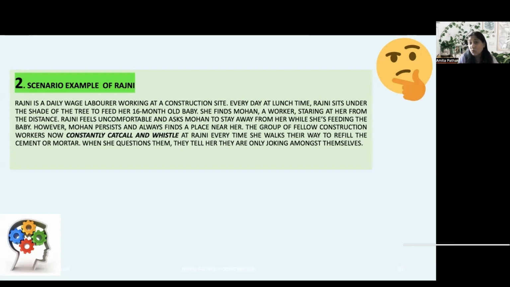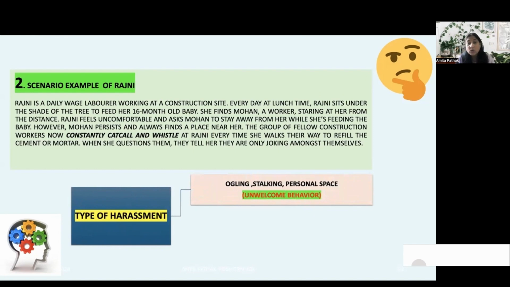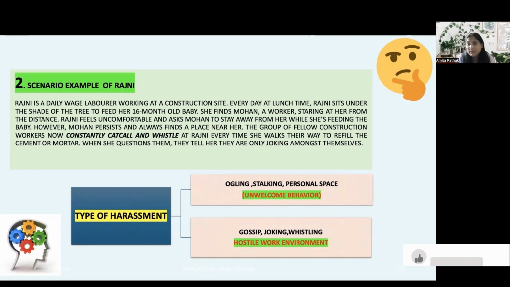So here, Mohan is a worker. He is staring from a distance. Rajni is getting uncomfortable. And the fellow group are gossiping constantly, whistling. So these are types of harassment. Let us see here. Ogling, stalking, invading personal space are unwelcome behavior. Gossiping by the fellow members, joking, whistling. So these all create a hostile work environment.